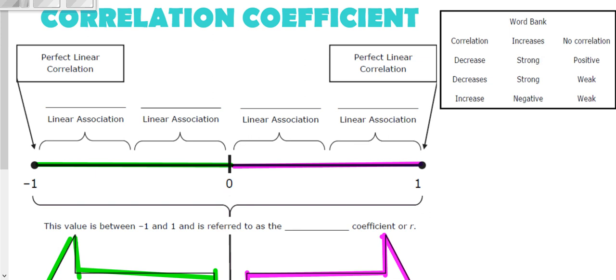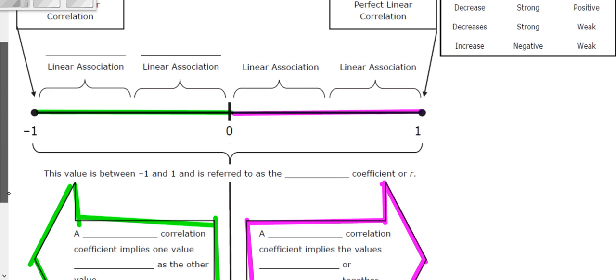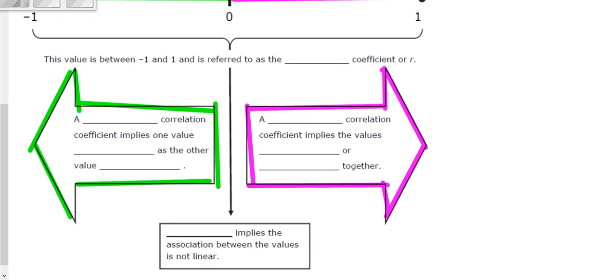So we can have a perfect linear correlation at -1 or 1. And then 0 refers to no correlation. And this implies the association between the values is not linear. So it's all scattered, it's spread apart, meaning I could not actually draw any sort of line to follow the data.